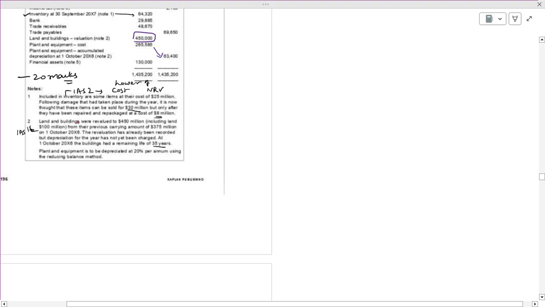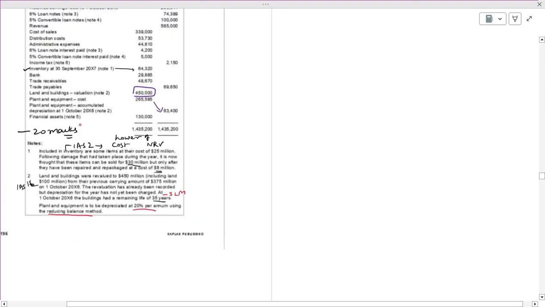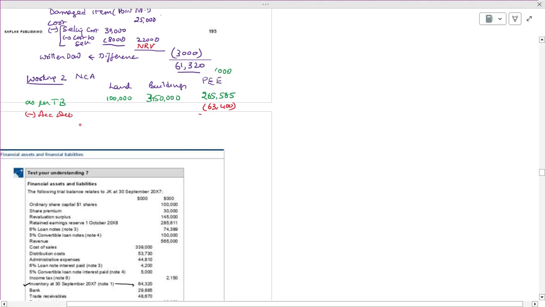They have land and buildings previously, the revaluation done. For plant and machinery, what is the depreciation? They are calculating depreciation on the reducing balance method. Whereas buildings, they have mentioned 35 years, means here they are calculating on the straight line method. On the land they have not done depreciation. Written down value method. How much will you get here? Plant and machinery written down value, 265, 585 minus 63,400.